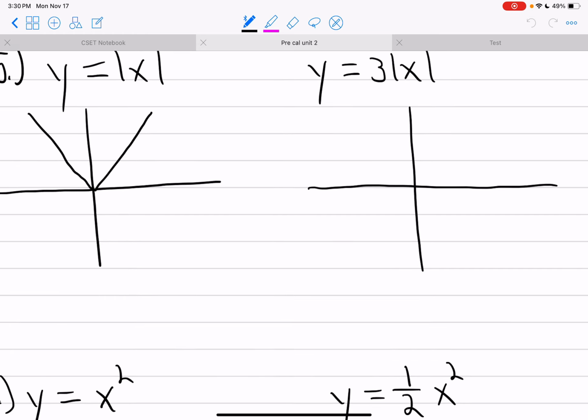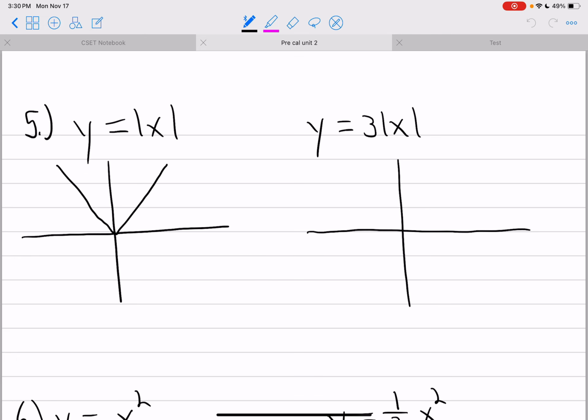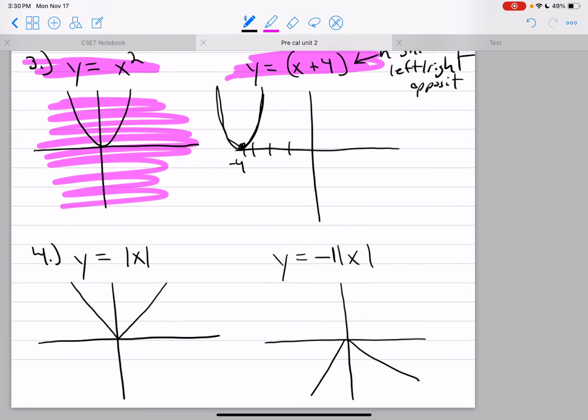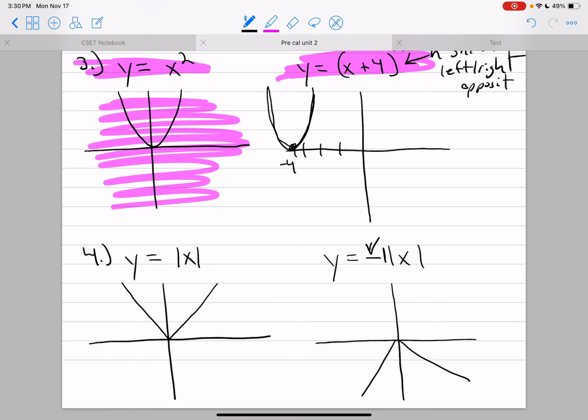Couple more. Let's do number 5. Oh, actually, you know what? Let me go back. Don't forget. So this negative is an x-axis reflection. Don't forget that.